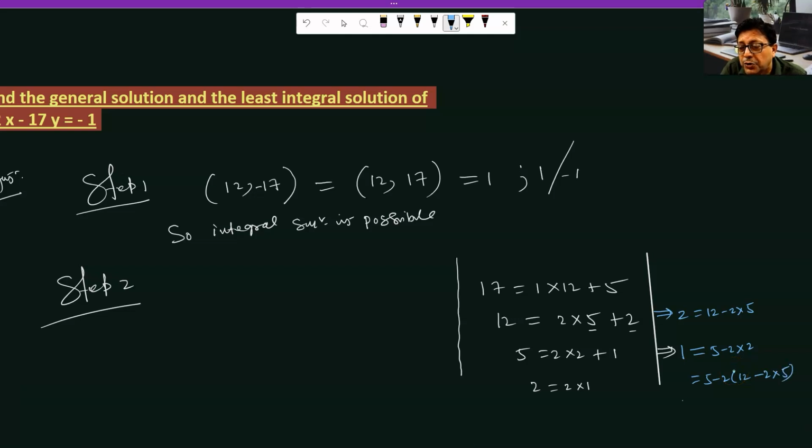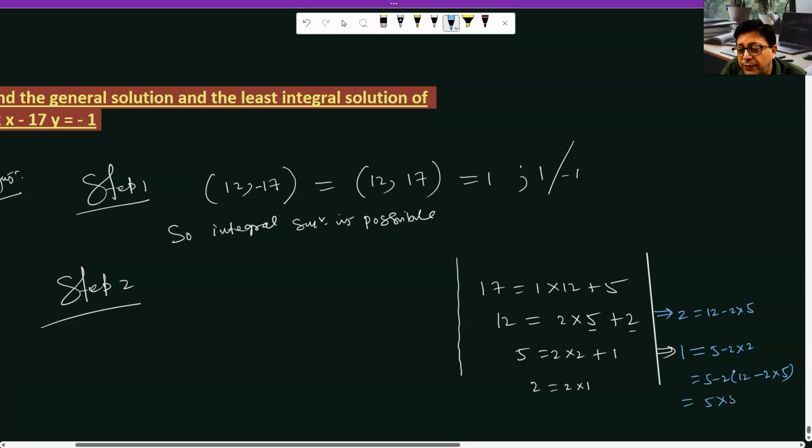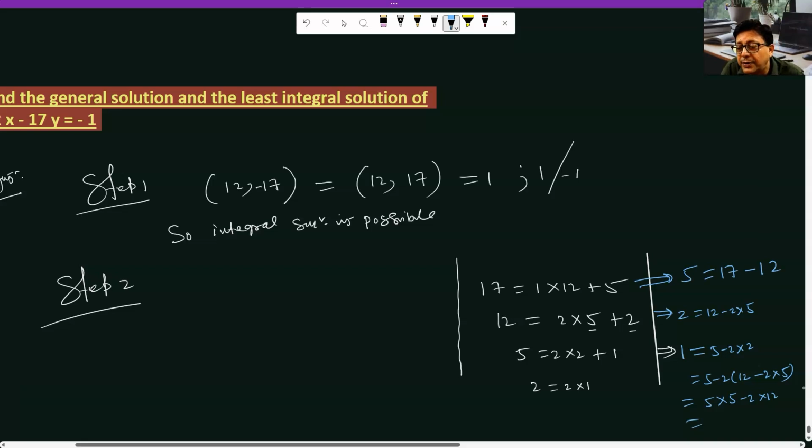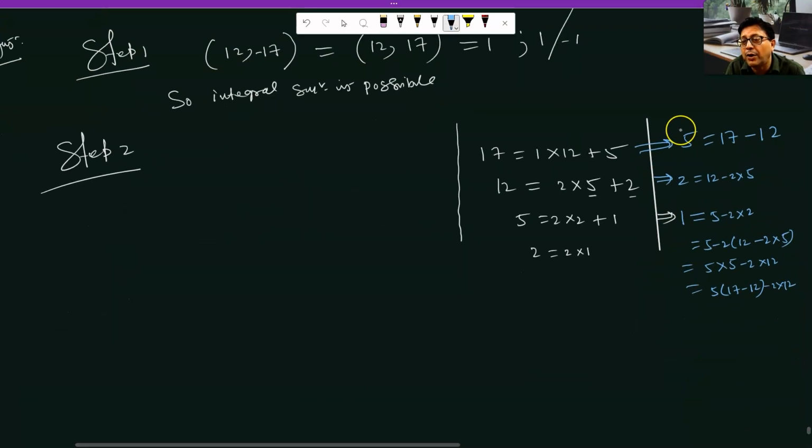Okay. So this is changed to 5 into 5 minus 2 into 12. From here, what do you get? 5 is 17 minus 12. You put it there: 5 into 17 minus 12 minus 2 into 12. So this is done. What have I got? I got 5 into 17 minus 7 into 12. So GCD 1 is expressed in this form.